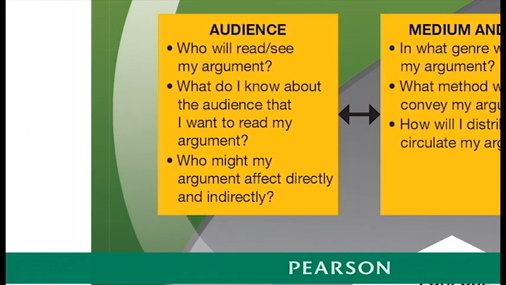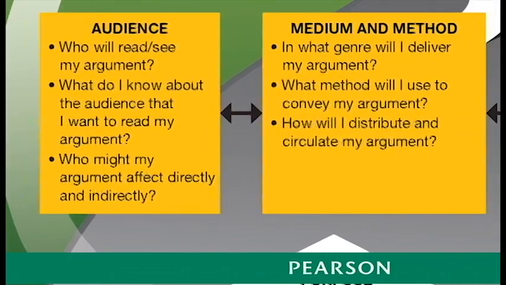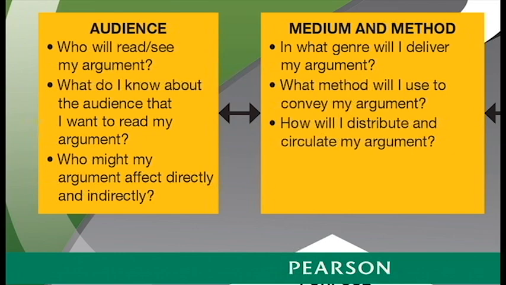Once they have a sense of their purposes in making their arguments, students should then begin asking about who will be reading their arguments, asking questions to determine what they know about their audience. At the same time, students should consider in what medium and by what method they will make their arguments. The questions they ask about medium and method should be asked in conjunction with their questions about audience. These questions cannot be asked without the influence of the other.